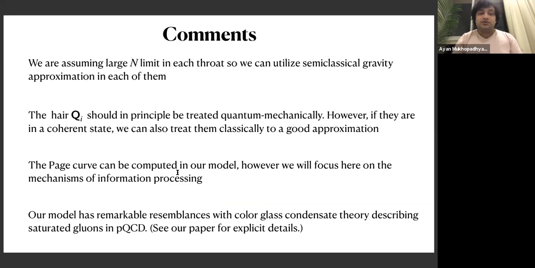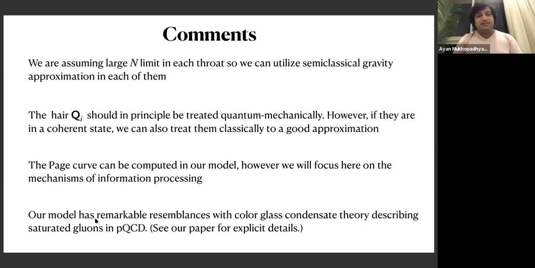The Page curve can also be computed in our model because we can couple our model to CFTs. Each of the JT gravities can be coupled to a bulk conformal field theory, and then one can redo the computations of the papers that I mentioned. We can certainly learn something new, but so far we should only focus on the mechanism of information processing. So we will relegate the Page curve to a future work and a future talk, maybe.